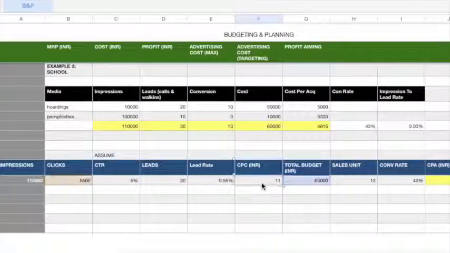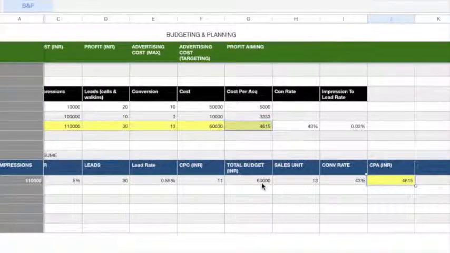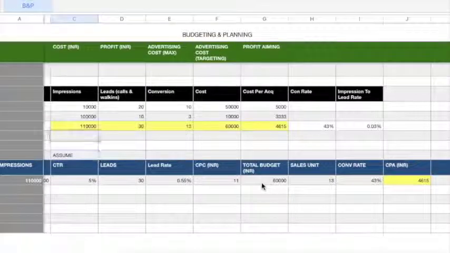So CPC is one handle. Make sure it does not go beyond 11 bucks. CTR is another handle. Make sure it is at least 5%. Okay. Make sure that your lead rate is 0.55% and above. And if you can do better lead rate, better CTRs, slightly lower CPCs, you are going to do much better in terms of achieving a lower CPA and hence better profitability and more efficient marketing than traditional marketing. So this is how you do your budgeting and planning.